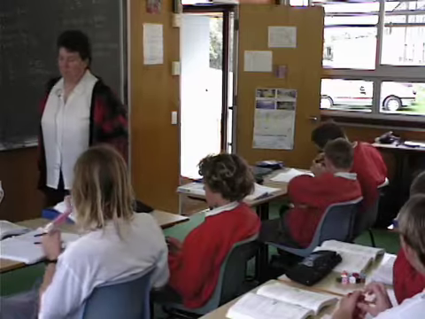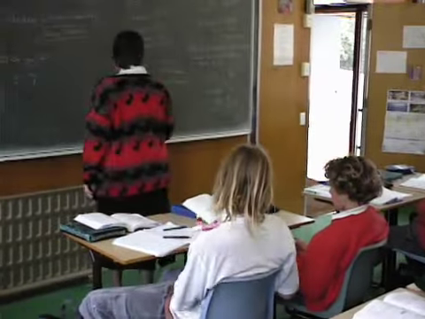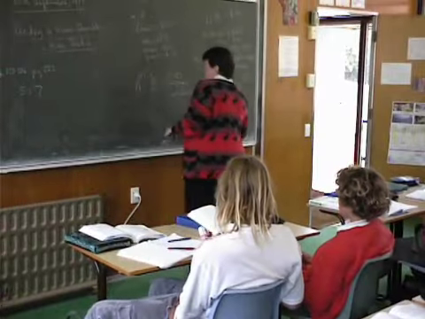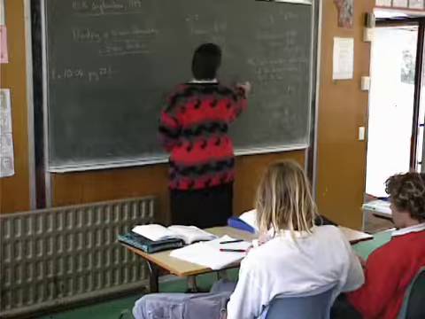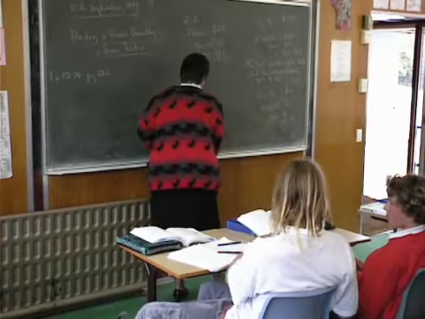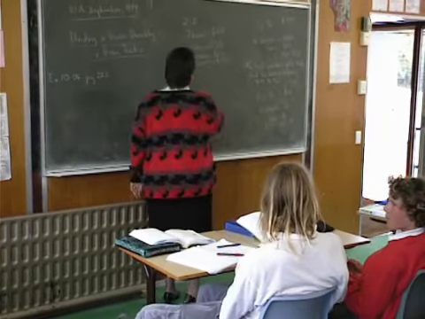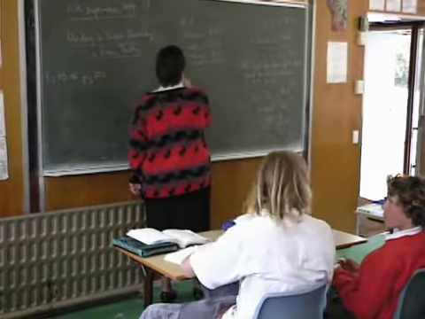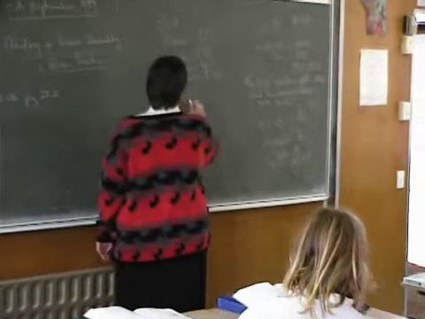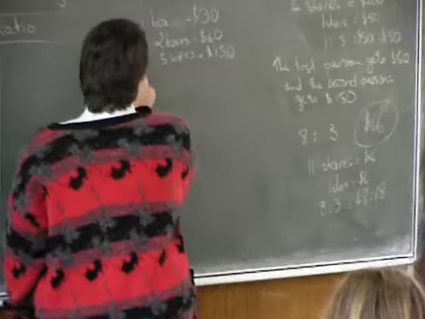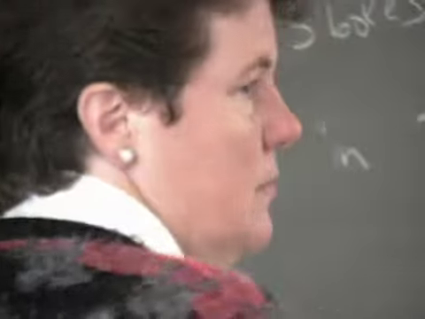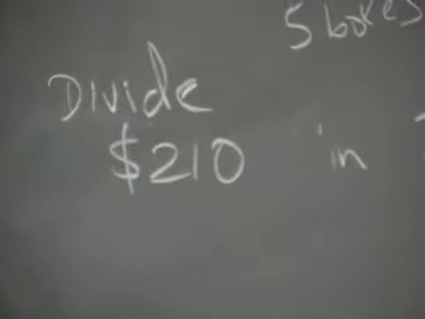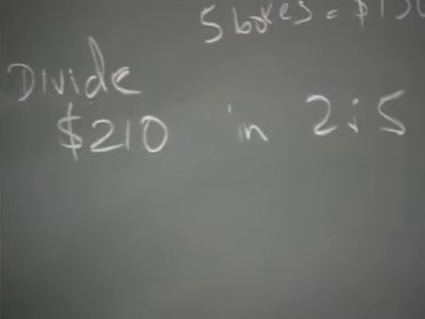Okay, good. I want to show you one more way of writing these questions out before you start, and then you can have a choice of ways. Let's go back to our $210. So we have: divide 210 in the ratio 2 is to 5.